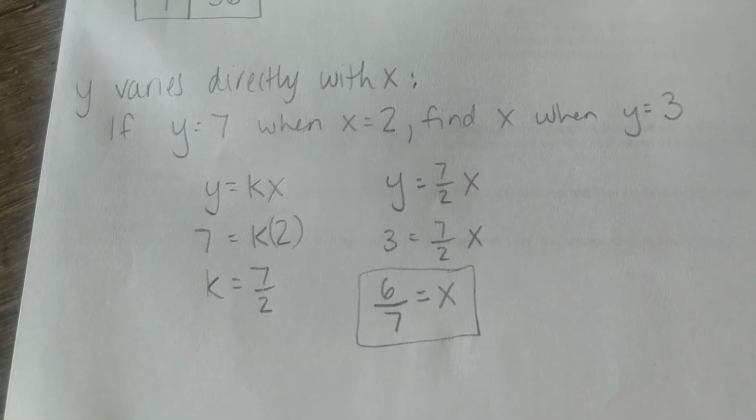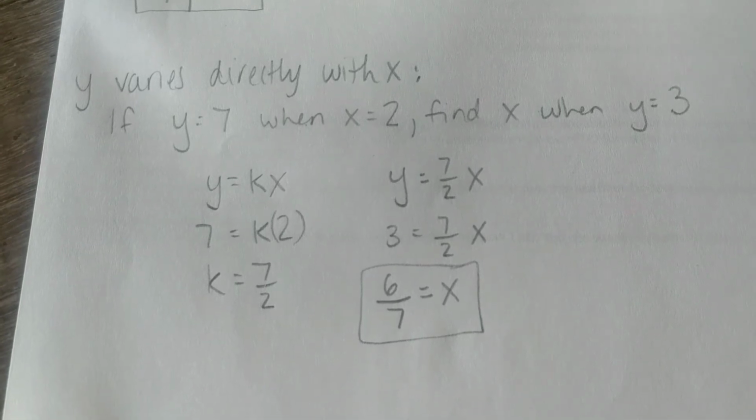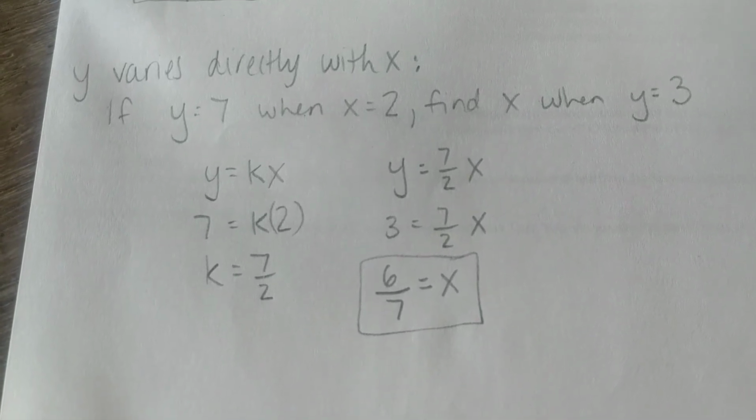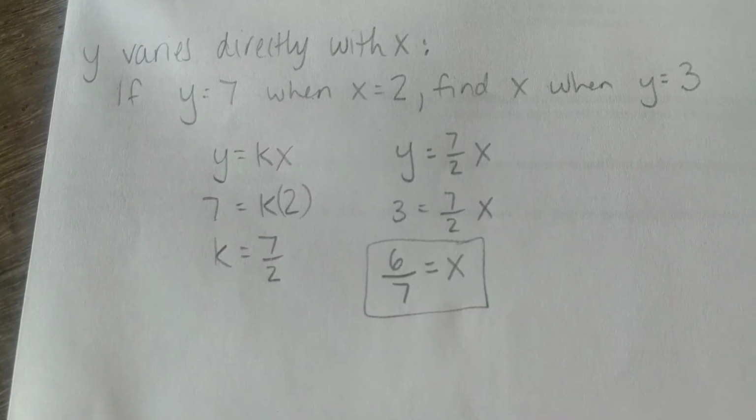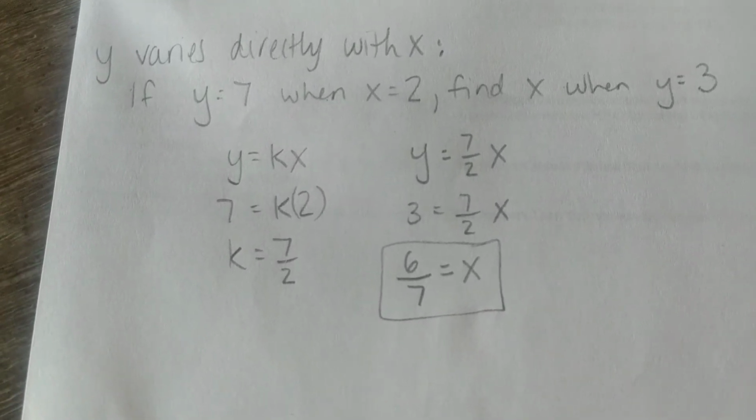So when you're finding x when y equals 3, you're subbing in 3 for y: 3 equals 7/2 x, using that constant of variation. So when solving, x is equal to 6/7.